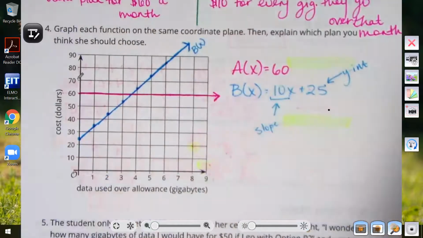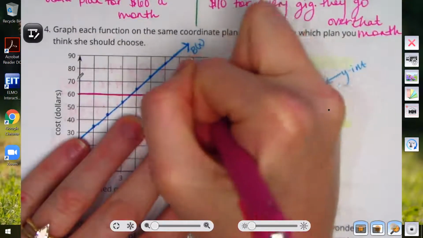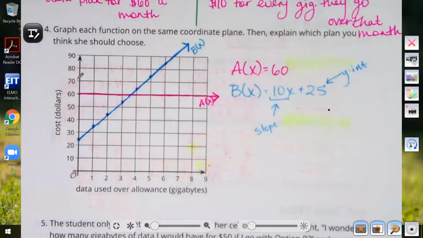All right, so now when you're looking at this line, the blue one, my B of X, if I went over 6 gigs of data, how much money am I going to be spending that month? $85. Okay. So it says graph each function, then explain which plan you think she should choose. So between those two, which plan seems better? A?